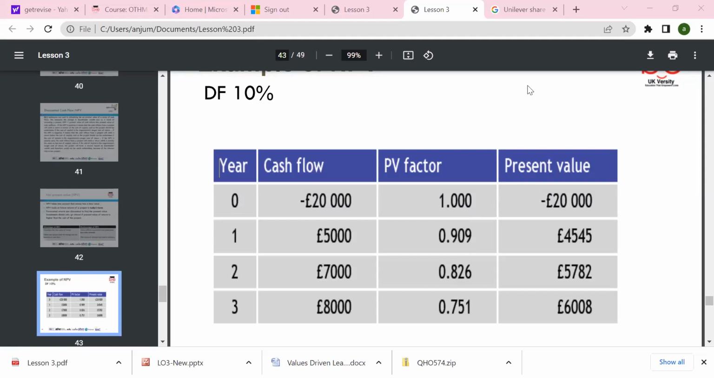If you are investing 20,000, that's the money going out. We are getting money in as a return of 5,000. The real value of 5,000 times 0.909 will be 4,545. Then in year 2, 7,000 times 0.82 is the approximate value that will be left.